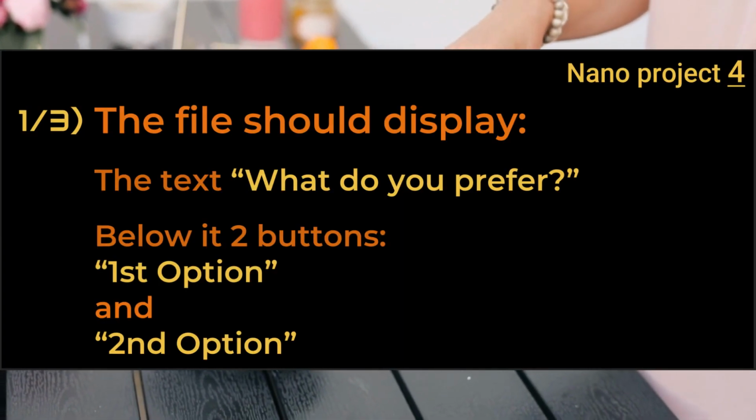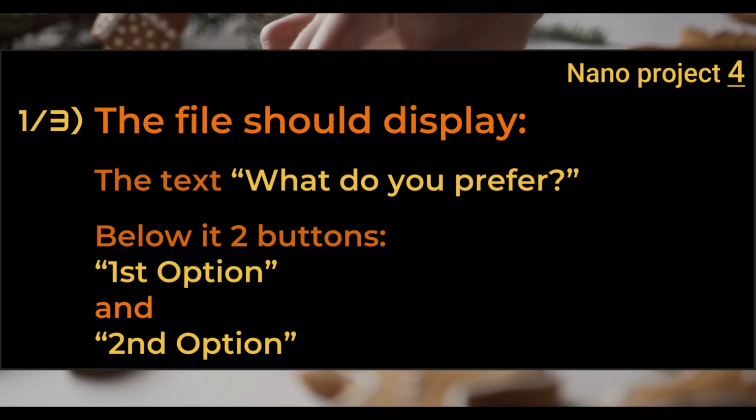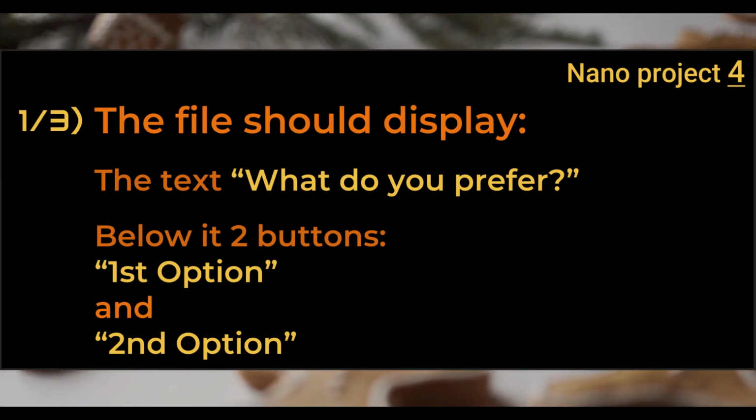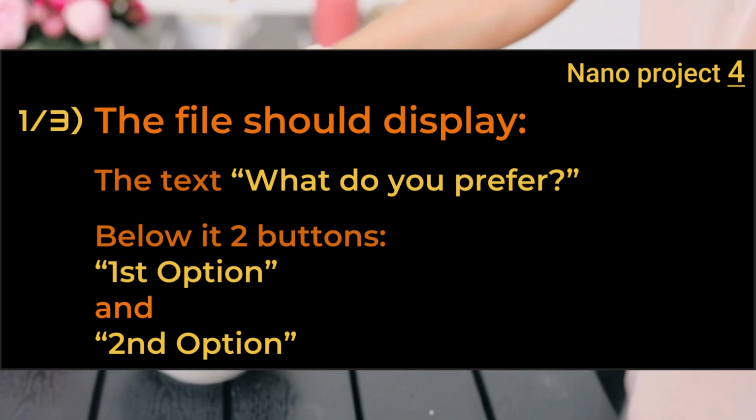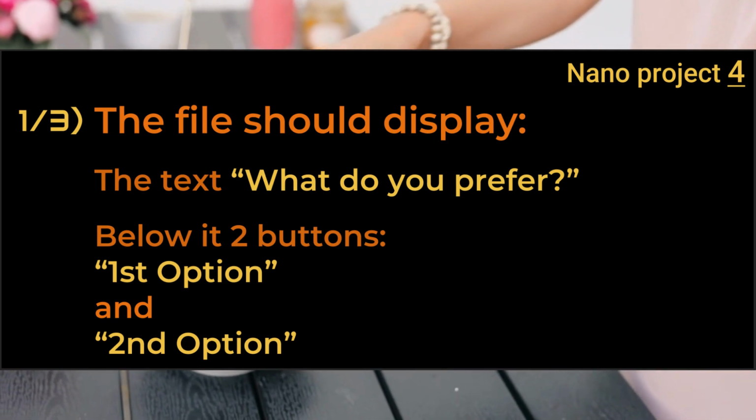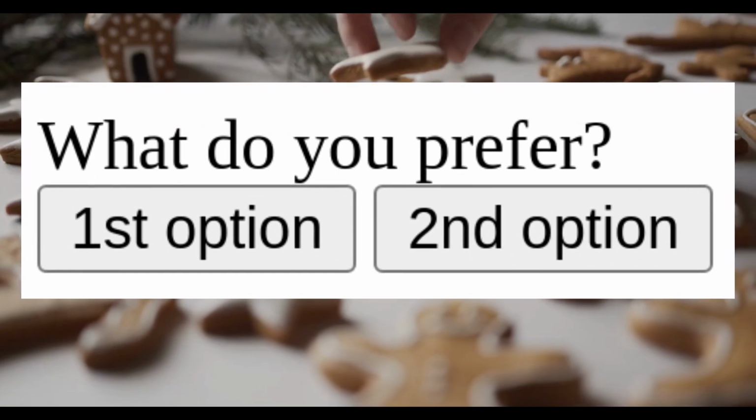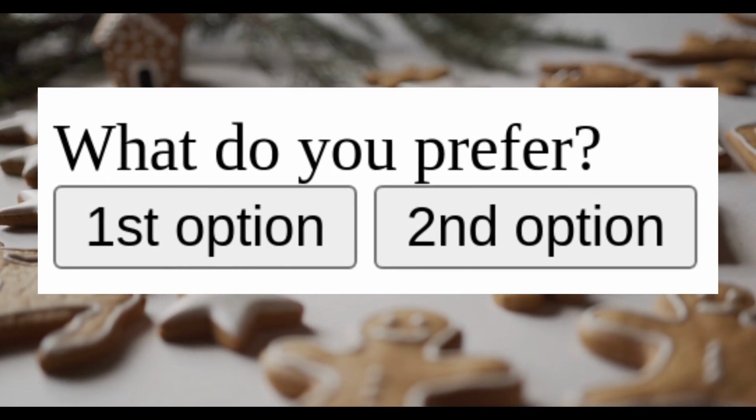The first requirement is that the file should display on the browser the text, "what you prefer," and below it two buttons, "first option" and "second option." So, when you open it in a browser, it should look like this.